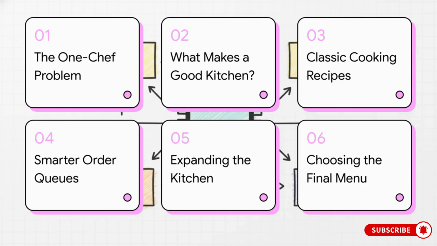And to make sense of it all, we're going to stick with that kitchen idea. First, we'll talk about the basic problem of having just one chef. Then we'll figure out what makes a kitchen good in the first place. After that, we'll check out some classic cooking recipes, find smarter ways to line up the orders, expand our kitchen with more chefs, and finally, figure out how to choose the perfect menu.